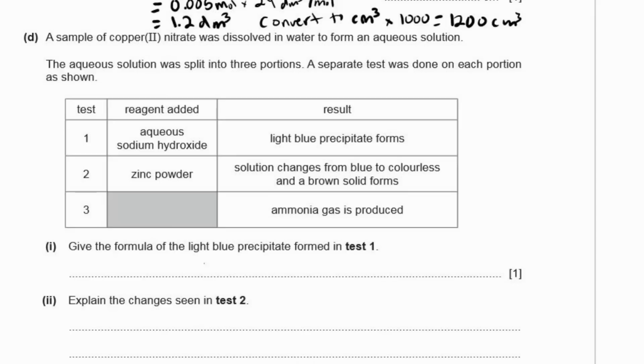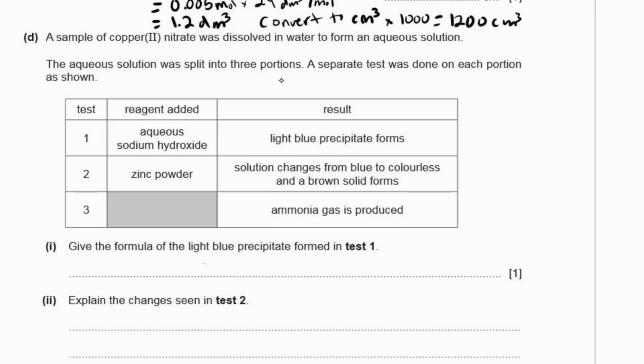D. A sample of copper 2 nitrate was dissolved in water to form an aqueous solution. The aqueous solution was split into 3 portions. A separate test was done on each portion as shown. Okay, so test 1, aqueous sodium hydroxide was added, and a light blue precipitate formed. Test 2, zinc powder was added, and the solution changed from blue to colorless, and a brown solid formed. Test 3, we don't know what the reagent was. Well, we'll figure it out soon, I'm sure. And ammonia gas was produced.